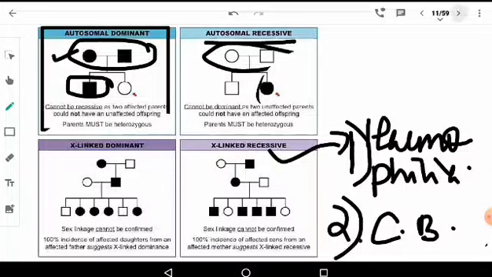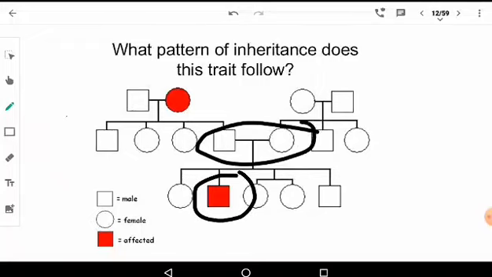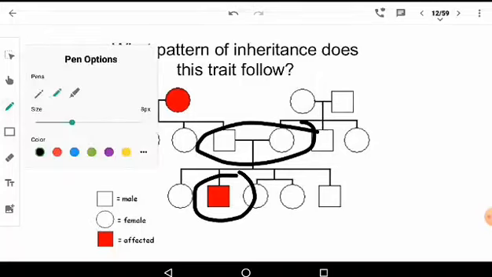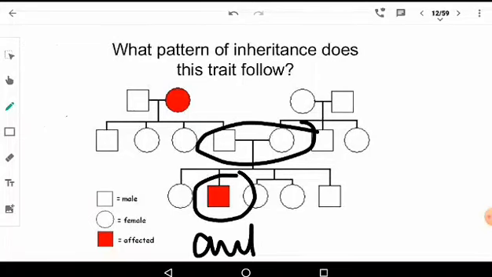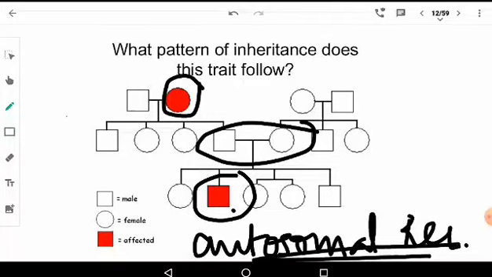So now let's start with a question. What pattern of inheritance does this trait show? As you can see over here, look at this individual. Where did he get the disease from? His parents are unaffected, right? His parents are unaffected, but the offspring got the disease. That means that this is going to be an autosomal recessive disease. Why autosomal? Because here a female is affected and here a male is affected, so both the sexes are affected by this disease, and so it is going to be an autosomal recessive disease.